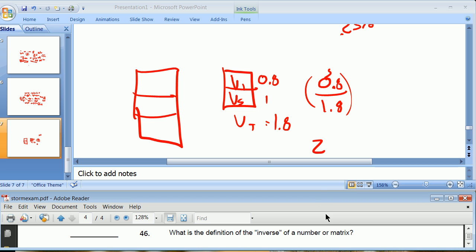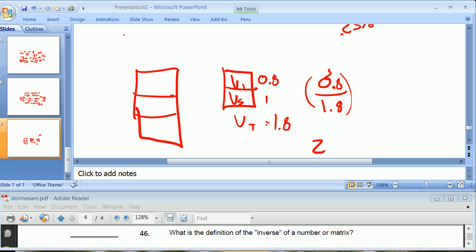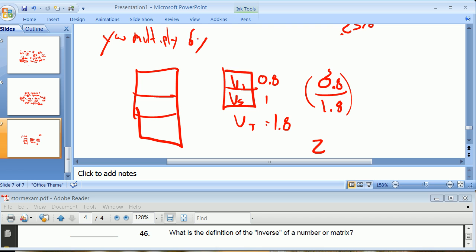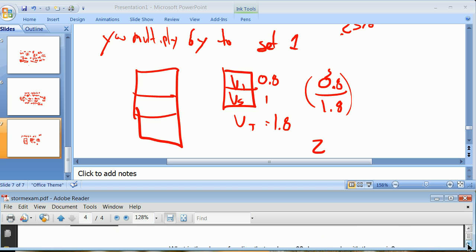Definition of the inverse of a number or matrix is the number you multiply by to get 1. So that's a really important thing for many, many, many things. For transformations, for math, and for, as you saw, for solving simultaneous equations. Almost done here with the 50 questions.